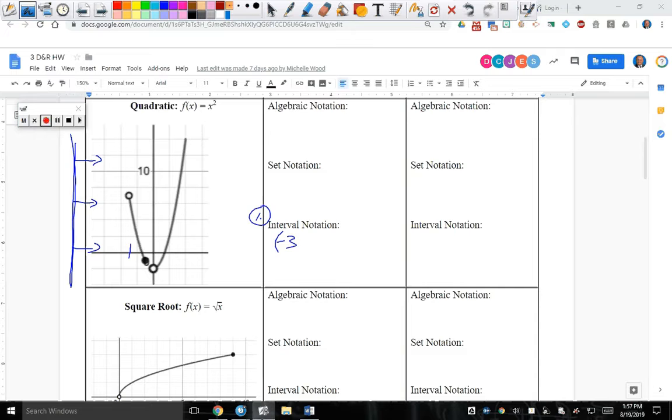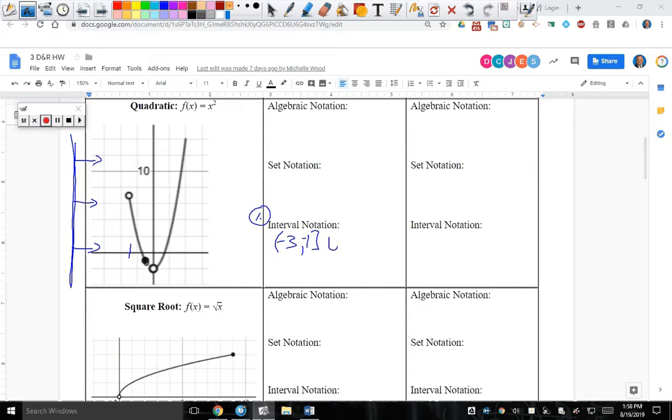It doesn't include it. Okay? All the way to what? Negative 1. Nice. With a what? Bracket. So you're saying start at negative 3 but don't include it, all the way to negative 1 and do include it. Okay? Now what?